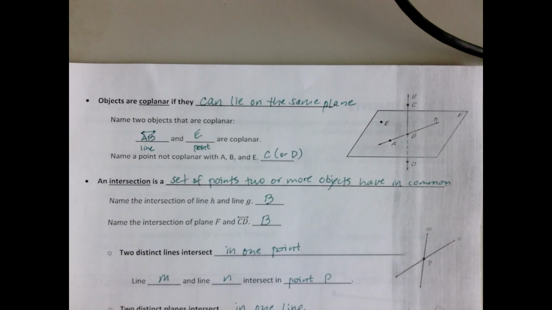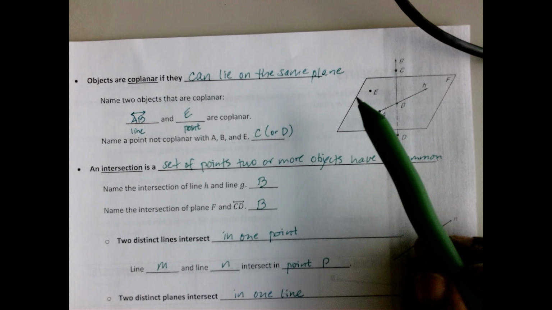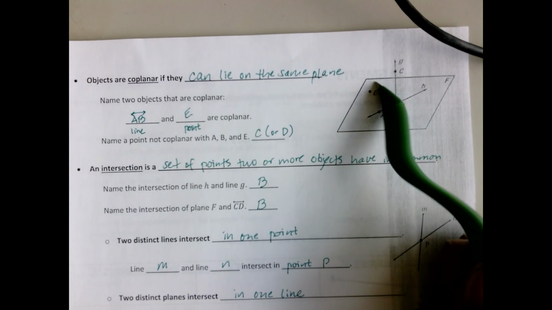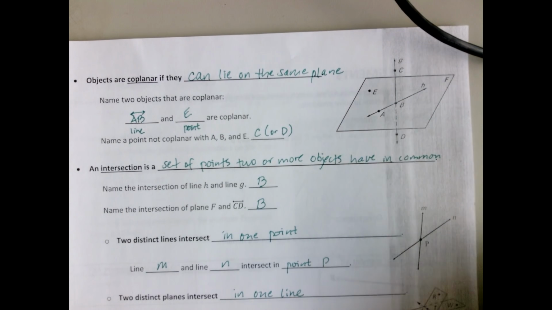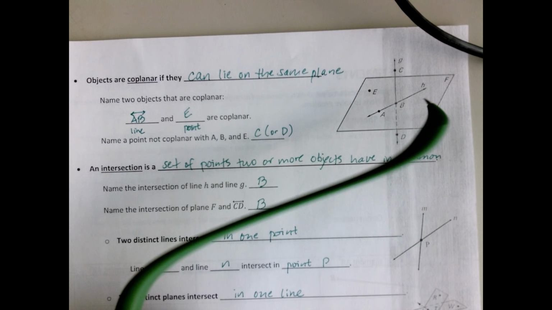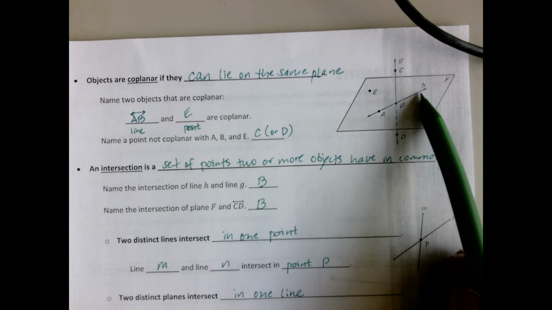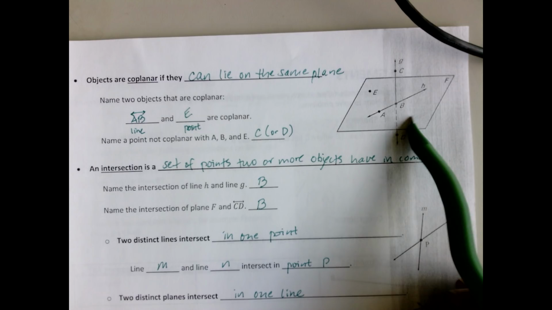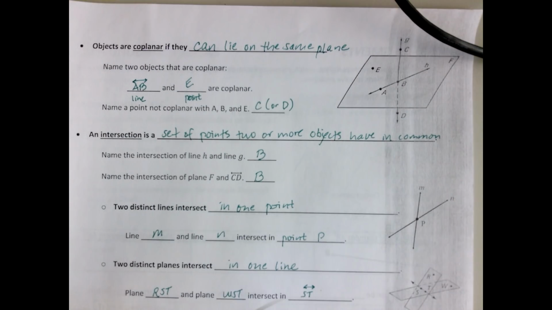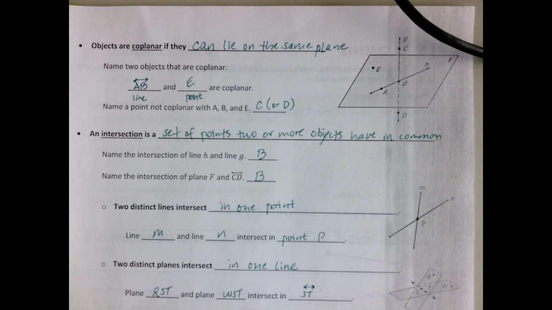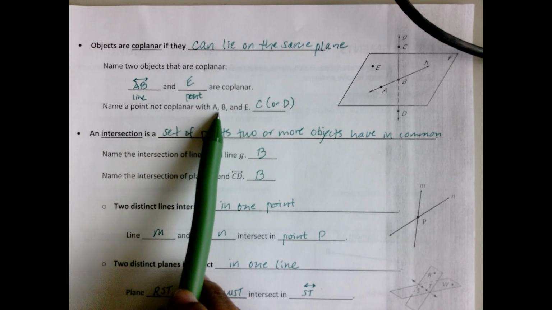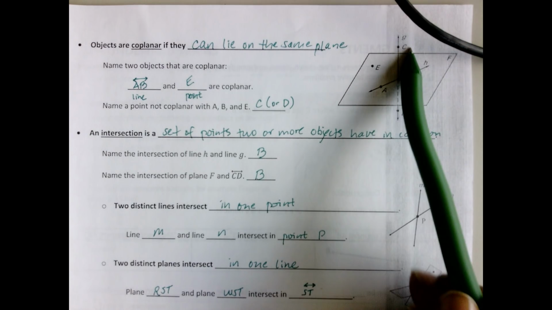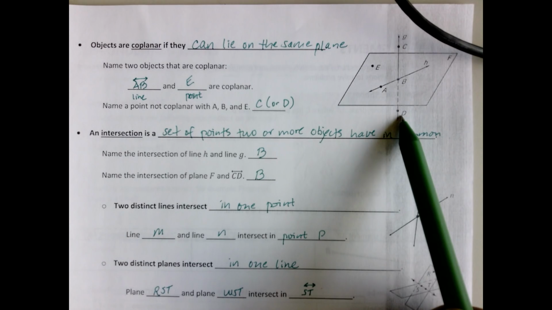What about coplanar? Objects are coplanar if they can lie on the same plane. So this is our plane right here, right? What's inside of this space. Two objects that are coplanar are line AB and point E. These two objects both lie within the plane here. Sorry for the wobbly pen. All right? Name a point that's not coplanar with A, B, and E. C is not coplanar, it lies outside the plane. Or we could say D is not coplanar because it also lies outside of the plane.